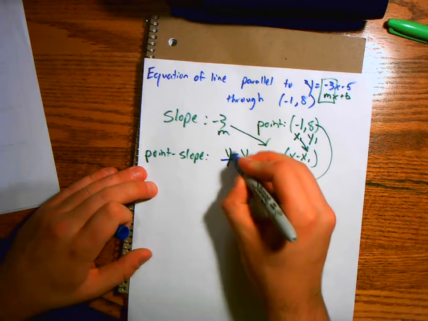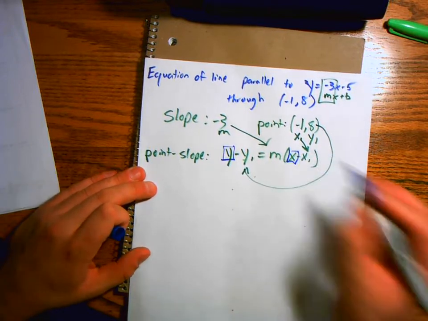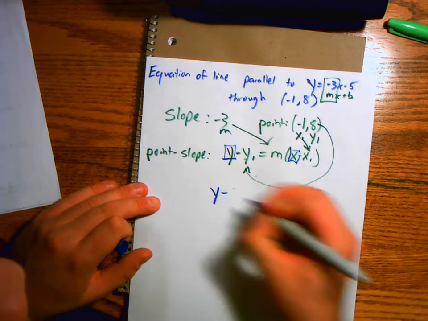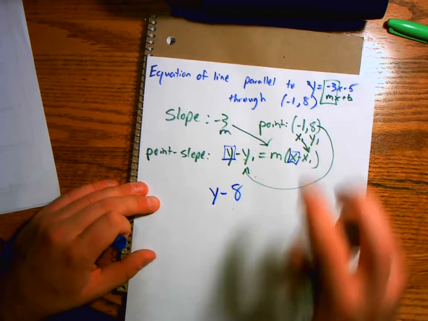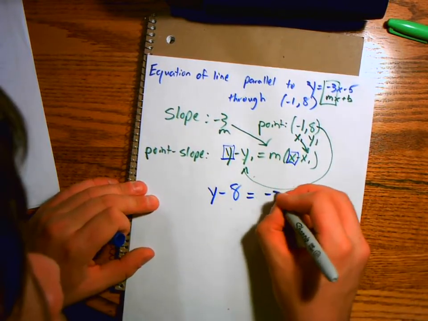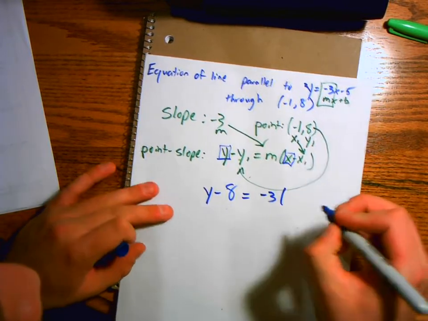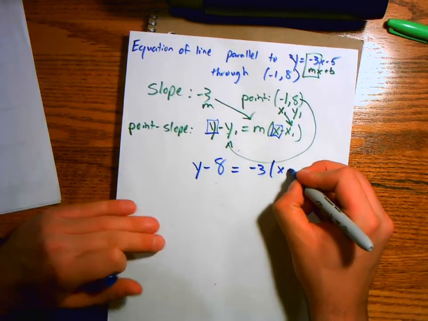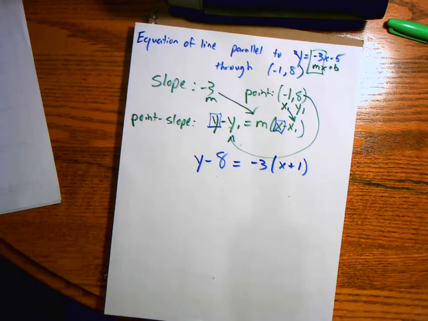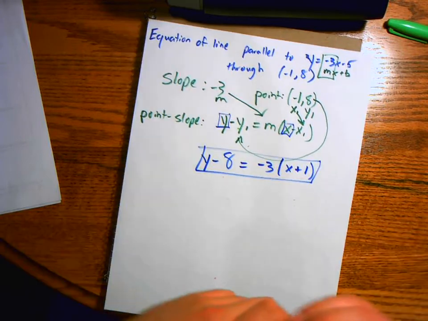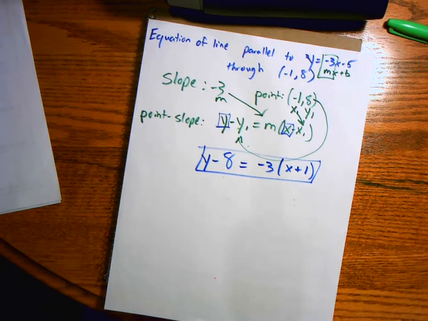These y's and x's will stay the same. They will not be replaced with anything. So we have y minus 8 from our y1 is equal to our slope times x minus a -1, which makes it a +1. And this is your equation of a line. Point-slope formula is by far the most useful, in my opinion, of an equation of a line, because you can always use it, and it's the easiest one to manipulate.